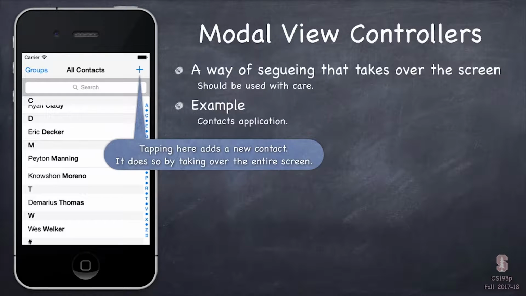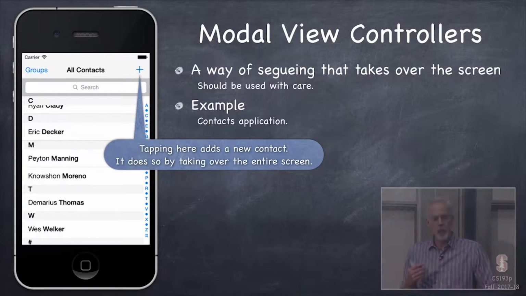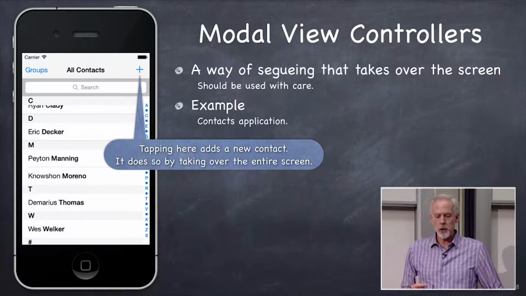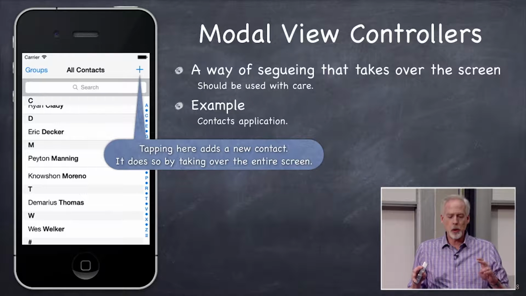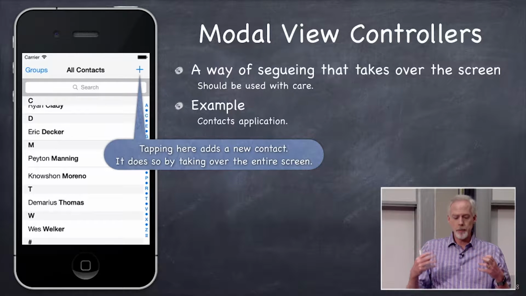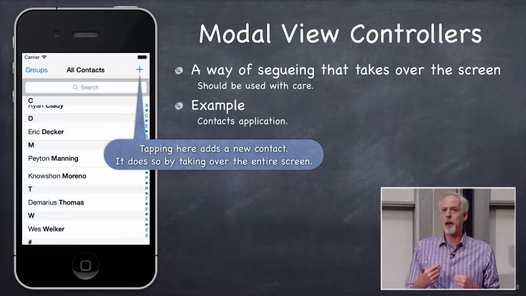You actually already know about modal view controllers because in our emoji art view and in your homework, you actually presented your document view modally, okay? So a modal view controller is one that takes over the whole screen. Usually it slides up from the bottom, though not always.